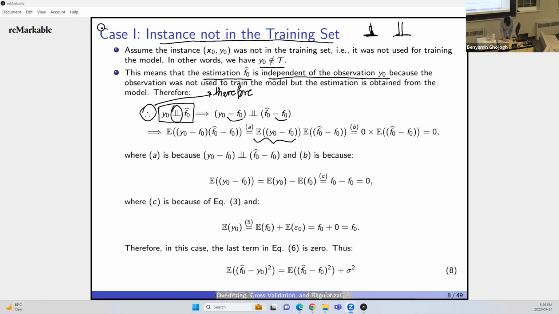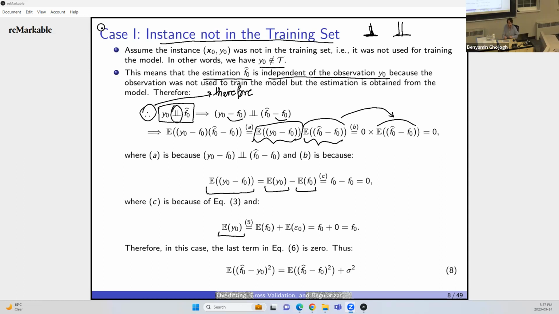So expectation of the first one times the expectation of the second one. What is this? So this, I'm repeating it here. Okay, that's okay. And now let's talk about this. Consider this. Expectation of y0 minus f0. Expectation is a linear operator. I can say expectation of y0 minus expectation of f0. What is expectation of y0?